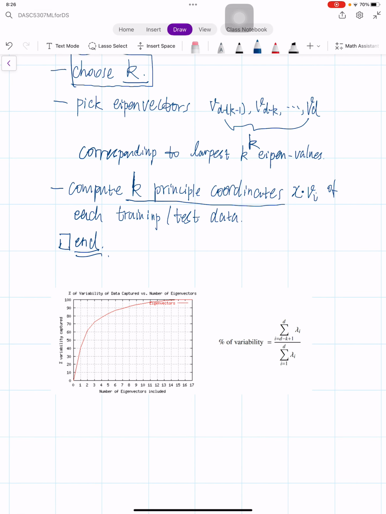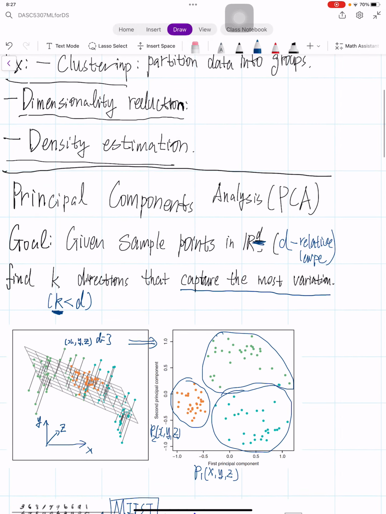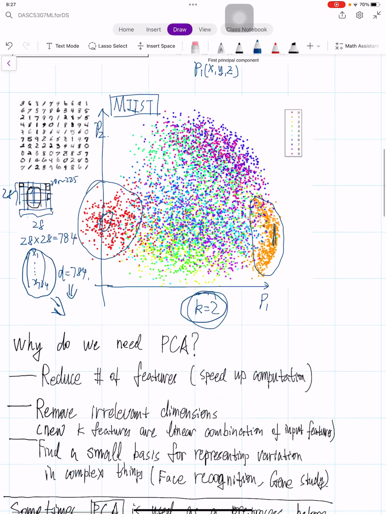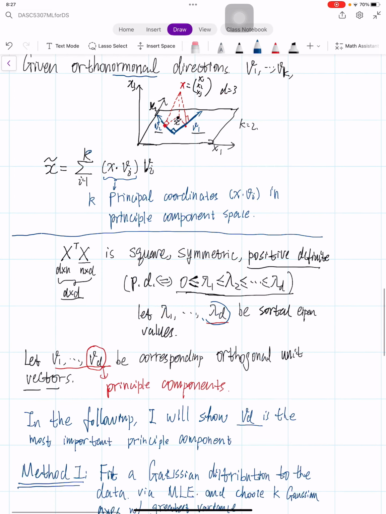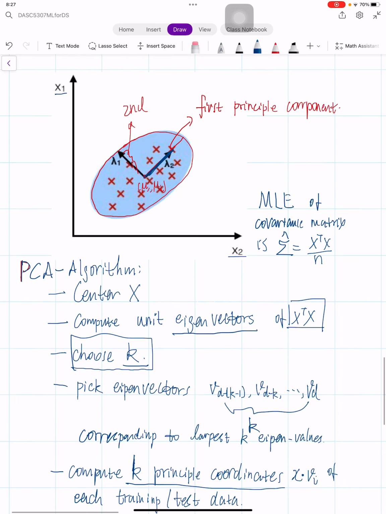Actually, we pick the k corresponding to the percentage variability, because we want to pick the direction in which the data varies most, right? Do you remember the first plot here? If you check this plot, this direction varies most.